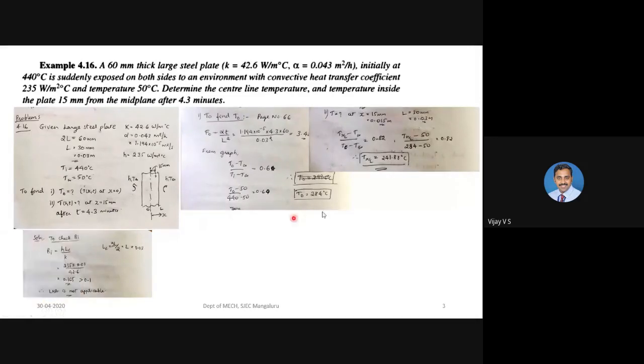Correct, no? See, now what is this T naught here? T naught is the center temperature, this 284. Okay, so that you have to substitute here. If you substitute here, you will get the answer as 241.88. So this is the temperature at a distance of 15 mm from the center, based on the second graph. The value may change by 0.2 or 0.4. It's not a big deal.